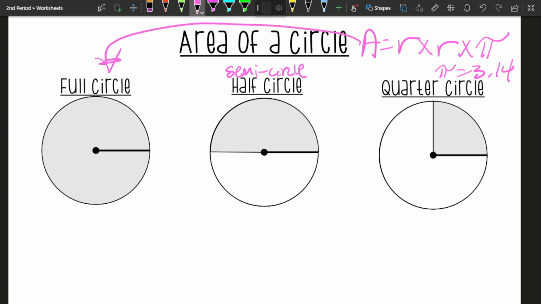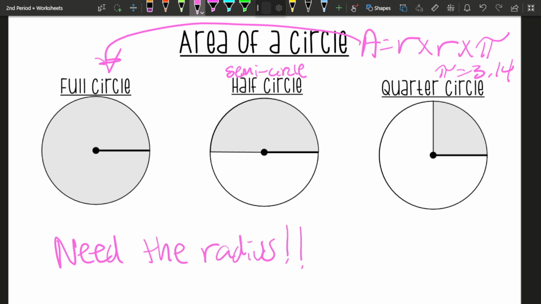And what do we need? Do we need the radius or diameter? Need the radius. So we need the radius. If we don't have the radius, make sure you get the radius. Now, let's look at the full circle. We already know how to do full circles. Radius squared times pi. We don't have any numbers on this, so we're just going to talk about it. Now, what about a half circle?